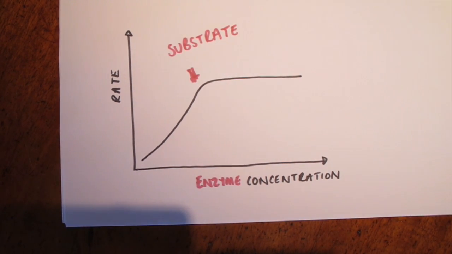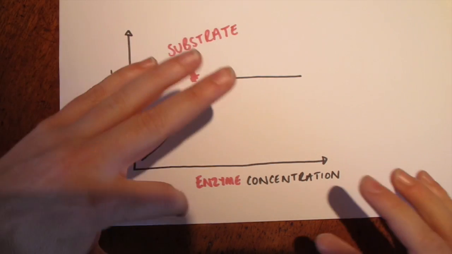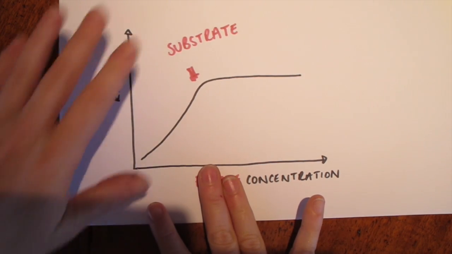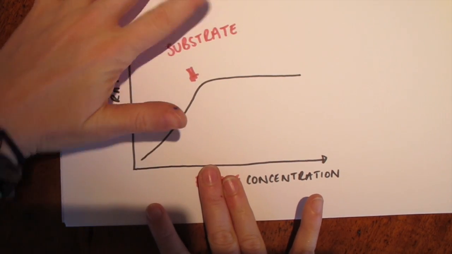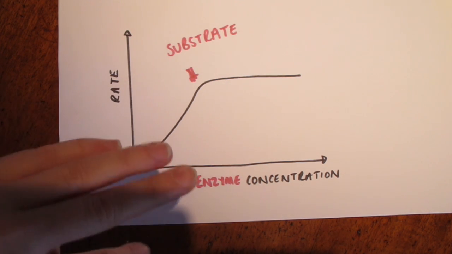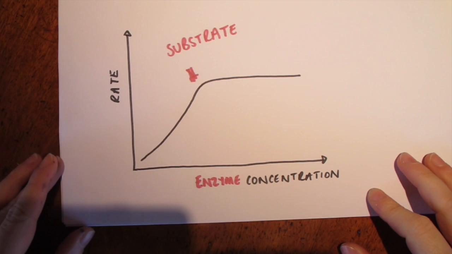and the only way that you can increase the rate of the reaction now is by increasing the concentration of the substrate. It works exactly the same vice versa. If this was substrate concentration, then here it would be enzyme concentration that had become limiting, and it would only be through increasing the concentration of the enzyme that you could then increase the rate of the reaction.